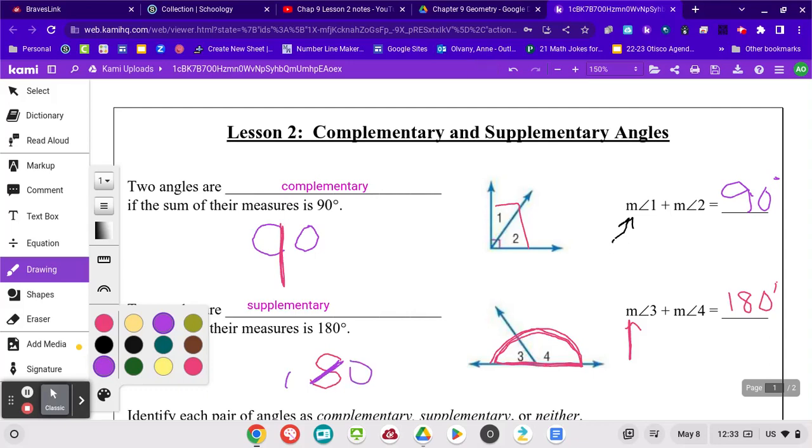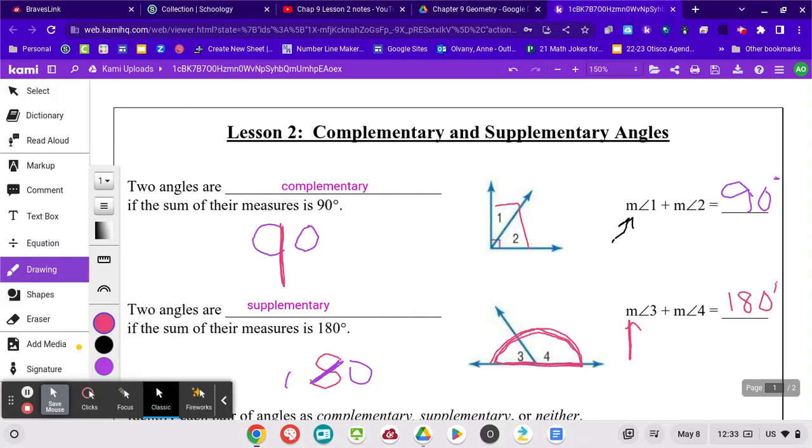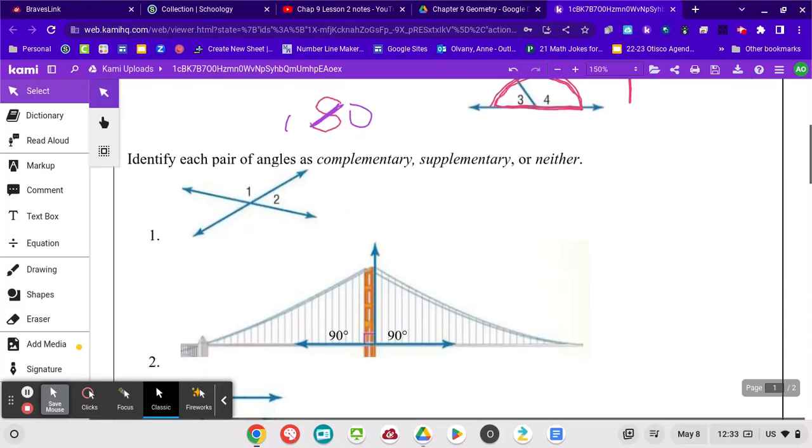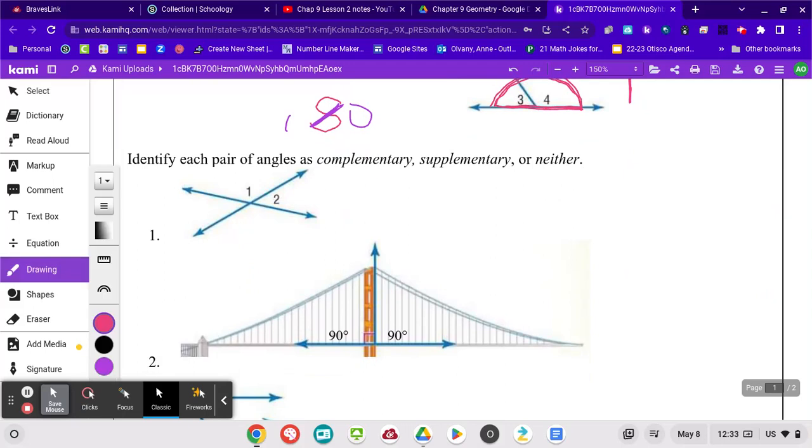Okay, so complementary is the CO and supplementary starts with an S. So that is the S for supplementary. So we're going to practice what that tells us. Let's first just identify whether it's complementary, supplementary, or neither.